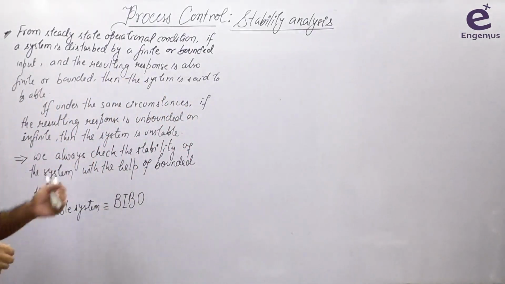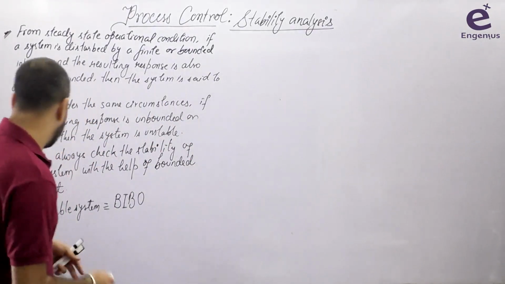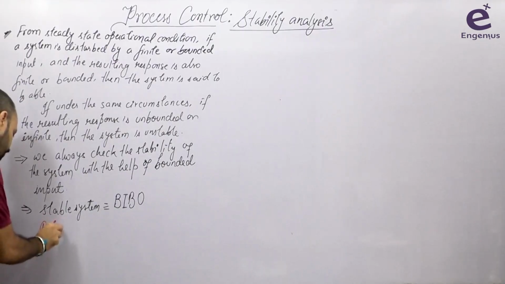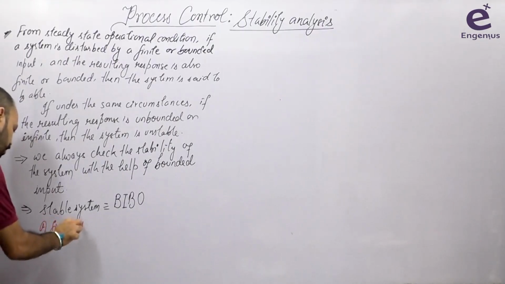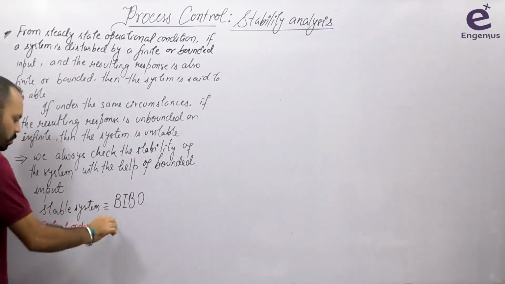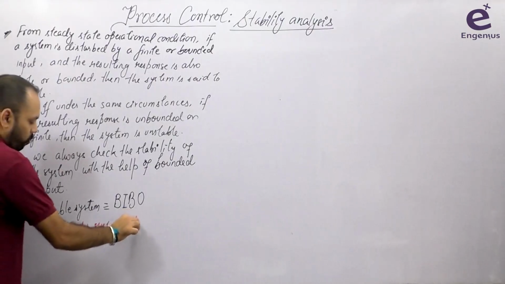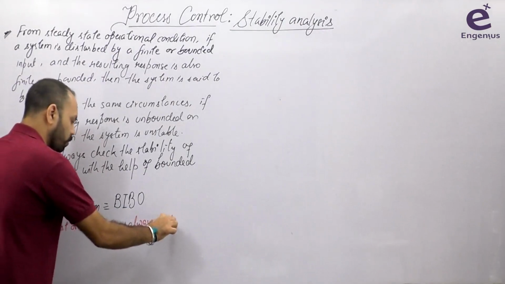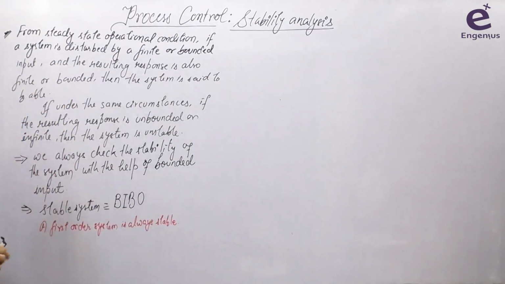Can I say, by using this concept, and just think about this statement: a first order system is always stable. Think about it. Can I say like this? Yes or no? A first order system is always stable.